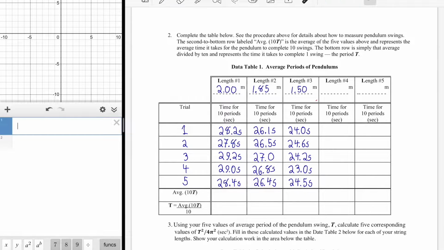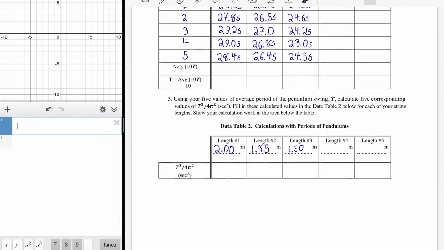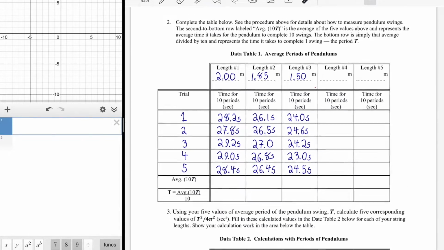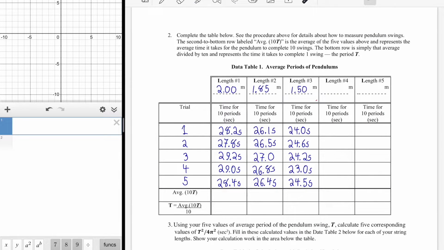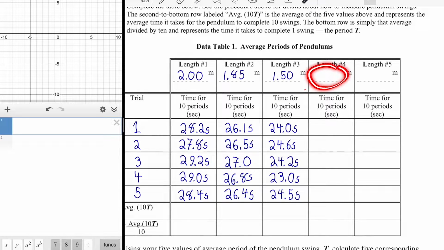Okay, so let's take a quick look at the data I collected. Now I only have imaginary data for 3 different lengths. Just to show you an example, 3 will certainly be enough to draw a graph and draw a line that connects the dots of that graph in one of the next questions, in fact, in question 4. But in your data, you will need to also have values for lengths 4 and 5.